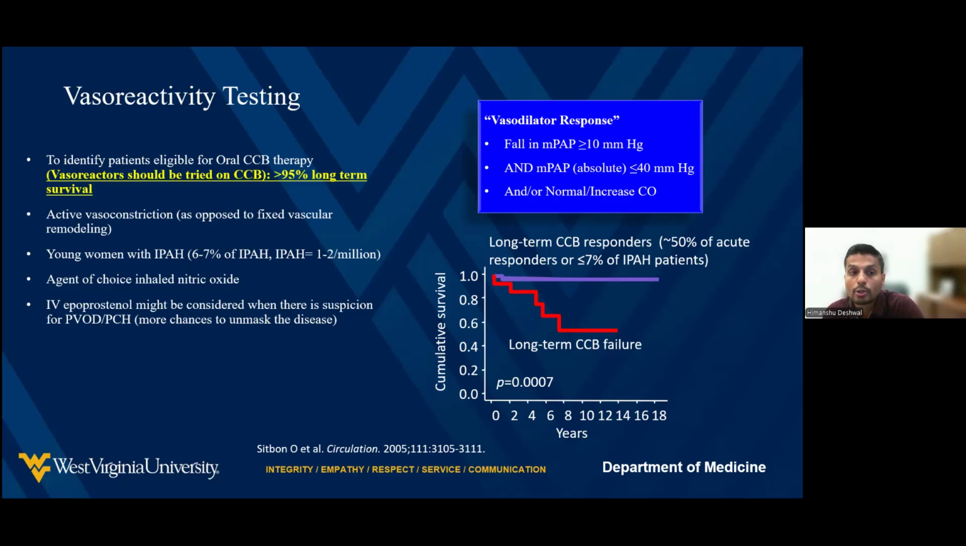It's only for patients who are vasoreactive. And the definition of vasoreactive is somebody's mean PA pressure dropping more than 10 and dropping below 40, with or without increase in cardiac output. So if somebody had a mean PA pressure of 55 and we challenge them with nitric oxide and it drops to 35, that's a vasoreactor. If somebody was 42 and dropped to 38, that's not a vasoreactor. So in those patients, you bypass the calcium channel blockers and you go straight to PH-specific therapies that we will talk about later.